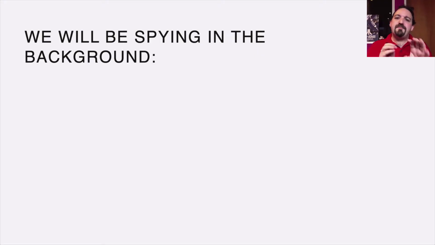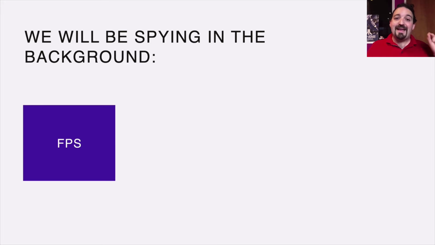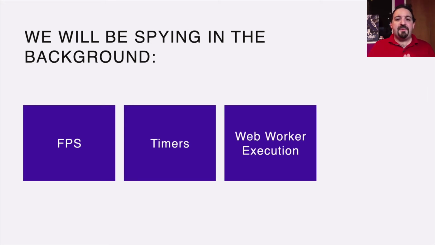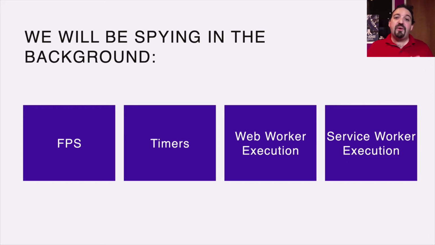For that, we will be spying in the background. So I created some kind of a hidden camera to spy on web apps in the background. We're going to see frames per second, so what happens with frame rate in the background, what happens with our timers, such as setInterval or setTimeout, so what happens with the frequency and execution rates for timers. Also, we will see what happens with web workers if we have timers inside the worker thread. And finally, something similar but with service workers, not with thread workers.